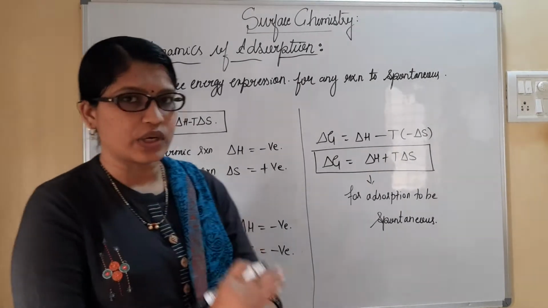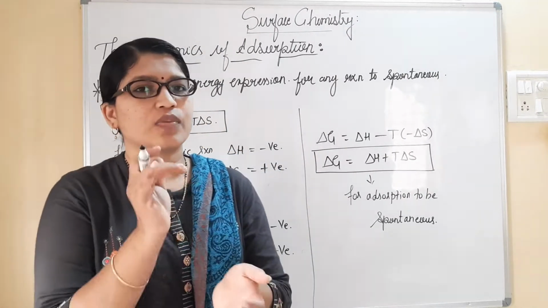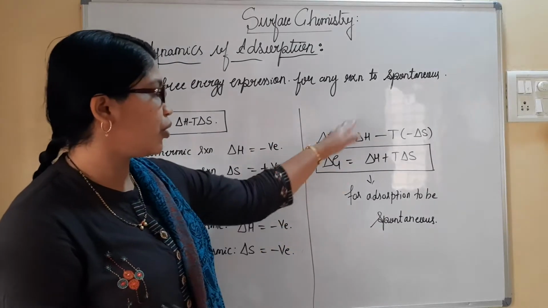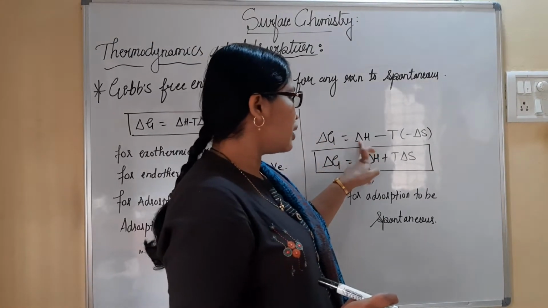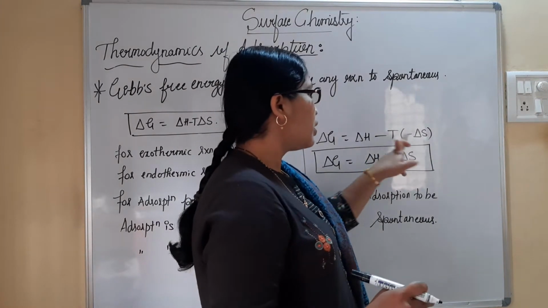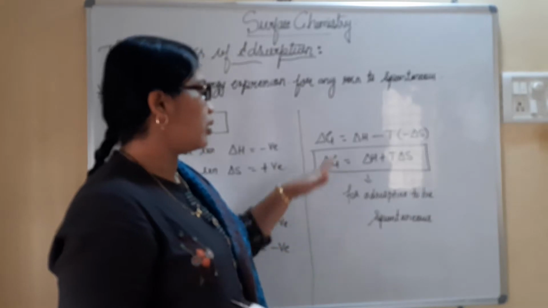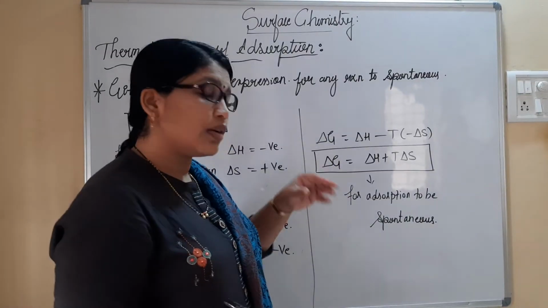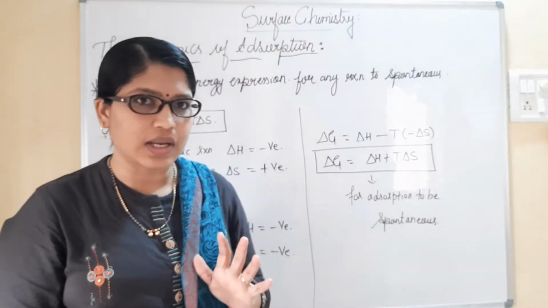For the adsorption process to be spontaneous, delta H value must be negative, delta S value must also be negative. Next coming to this one, delta G. Now delta H is negative, delta S is also negative, and I have written here positive. For the spontaneous reaction, if the delta G value is also negative, then only the reaction is considered as spontaneous.